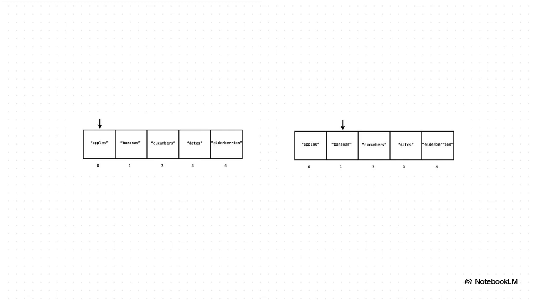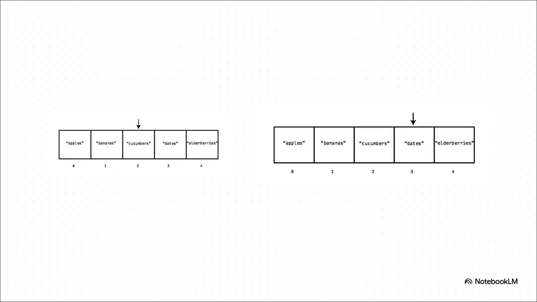So let's count the steps. Step 1, check index 0. Is that dates? Nope, that's apples. Okay, on to the next one. Step 2, check index 1. Is that dates? No, bananas. Keep going. Step 3, index 2. That's cucumbers. Still not what we're looking for. And finally, step 4, at index 3, bingo, we found dates. So that search took us 4 steps. Now, compare that to the single step it took for reading.